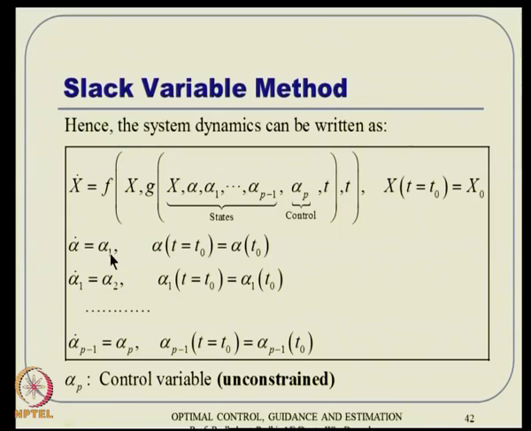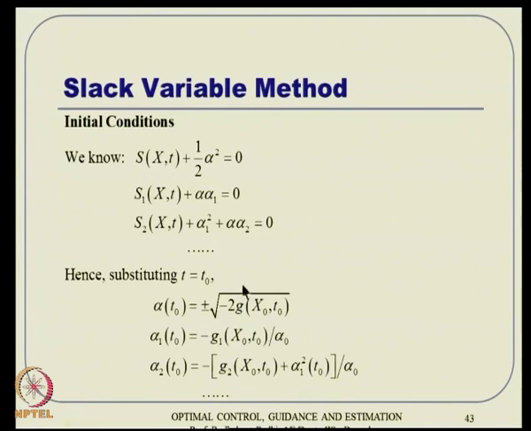By first companion form, I mean the first canonical form. We can write alpha dot equal to alpha 1, alpha 1 dot is alpha 2, all these are definitions, and alpha p minus 1 dot is nothing but alpha p. And this alpha p happens to be a control variable. Now, what are the conditions? We also need initial conditions for that, remember. So, alpha at t equal to t0 is alpha t0, alpha 1 at t0 and things like that. We need values for these, and then only the differential equations are complete.